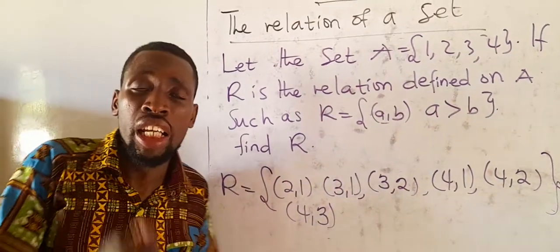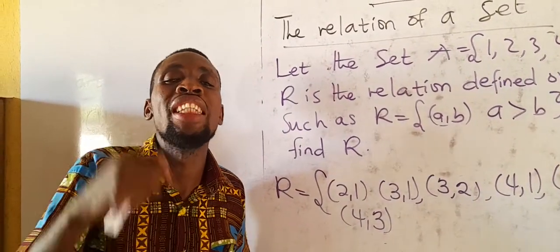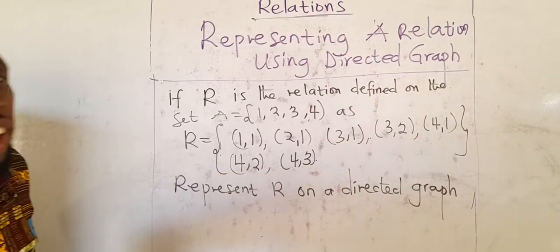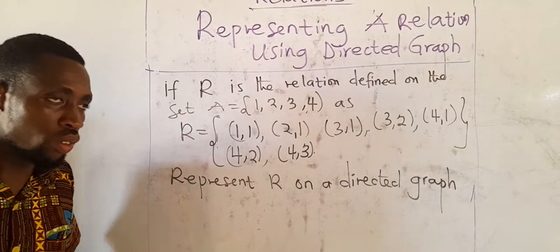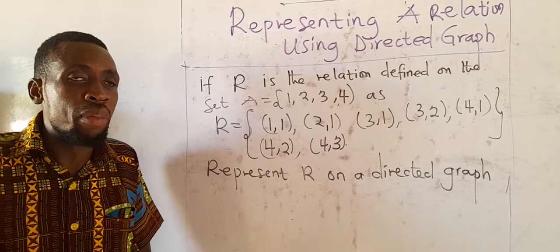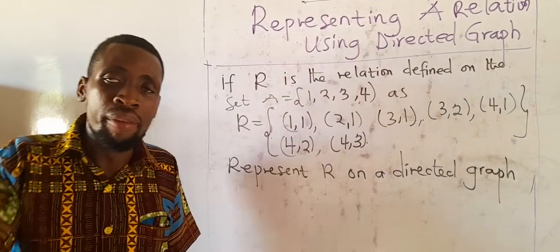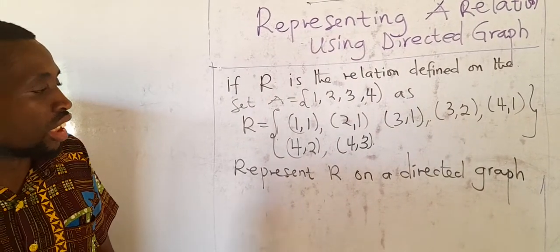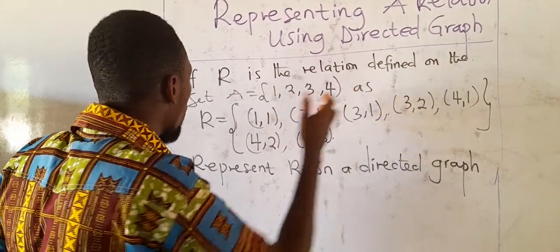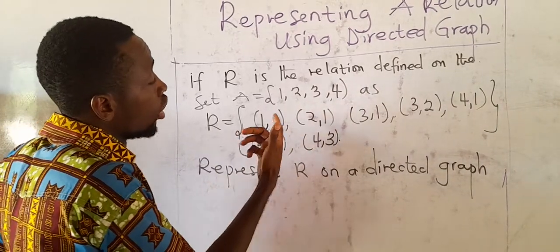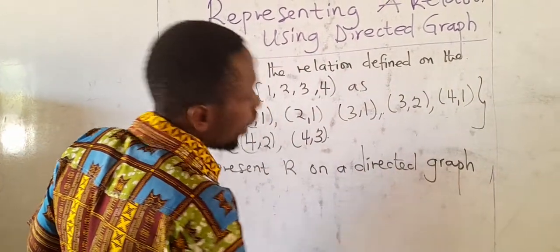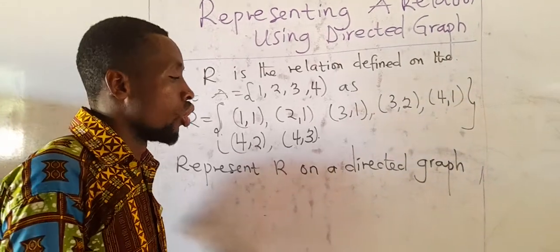It's not anything difficult. The next thing we'll do is how to represent relations using directed graphs. So come with me. Our next stop is representing a relation using directed graphs. When we talk of directed graphs, they are graphs where we draw an arrow line from one element to the other because that element relates to the second one. It's not anything difficult. So let's look at an example. If R is a relation defined on the set A as {1, 2, 3, 4}, where we have the relation R as this, then we say represent R on a directed graph.